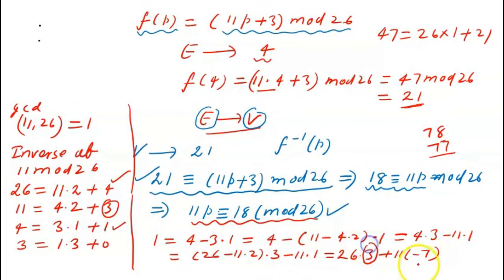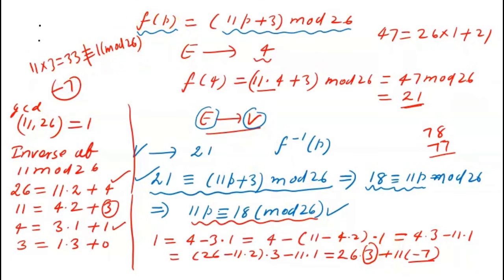3 and minus 7. So whether 3 is the inverse, that we can verify. So if I multiply 11 into 3, it is equal to 33, but 33 is not congruent to 1 modulo 26. So 3 is not the inverse. So what is the inverse? The inverse is minus 7.